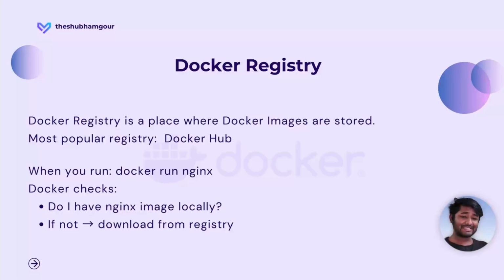Now, when you run docker run nginx, what will happen? Docker will check, do I have the nginx image locally? That is something that we saw in the start of the video, right? And that was the purpose of bringing it to the front. So it checked whether I have that image locally.